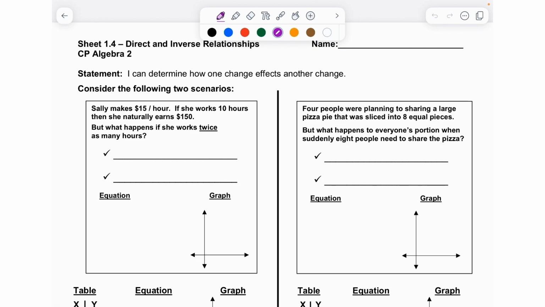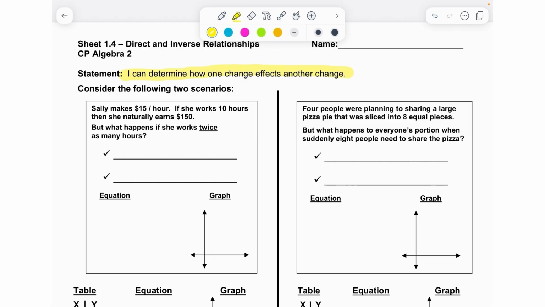So we're kind of looking at the way patterns can be analyzed. That's really what this unit's about. And it looks like today we're going to figure out how one change affects another change. What do you mean one change affects another change? Well, here, think about this with me for a second.